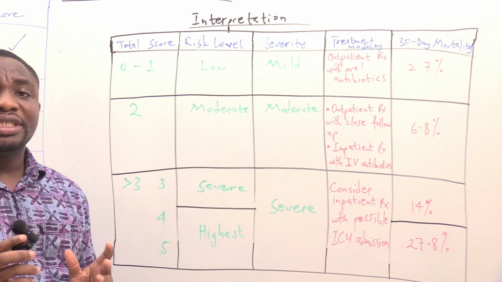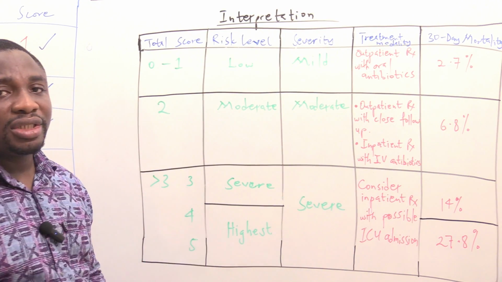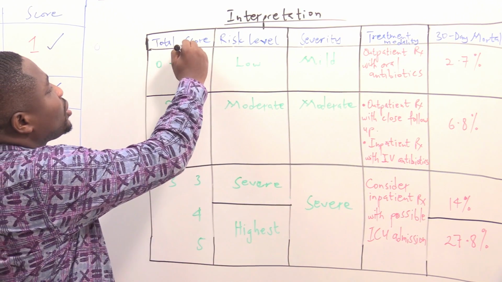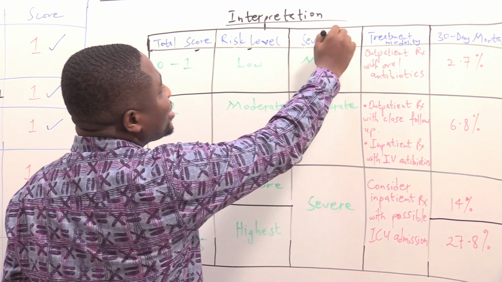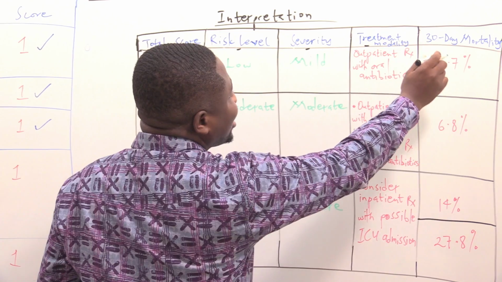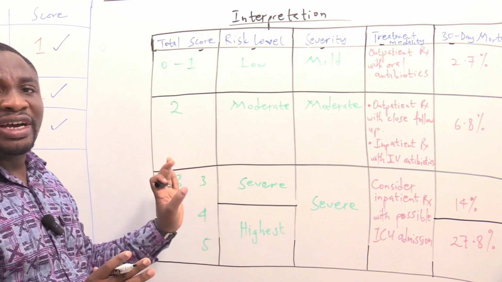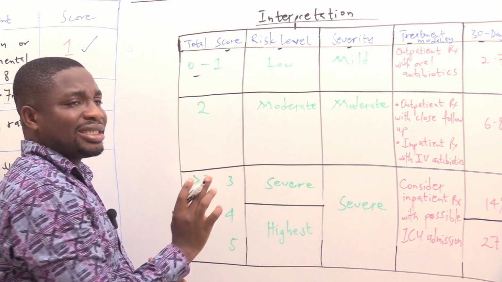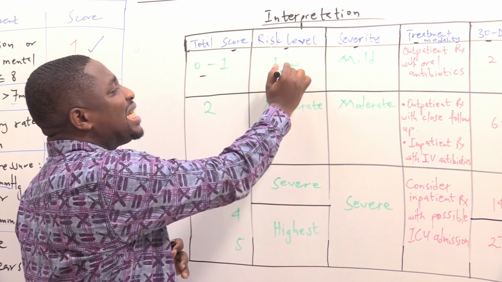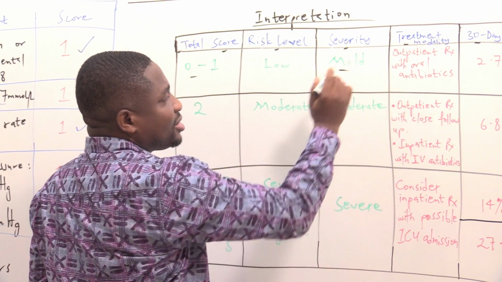To interpret the CURB-65 score, we are going to have these various categories. The first category is the total score. The next one is the risk level. The next one, severity. The next one, treatment modality. And finally, 30-day mortality. So if you do the CURB-65 score and you have a total score ranging from 0 to 1, that gives you a risk level of low, and a severity of mild.